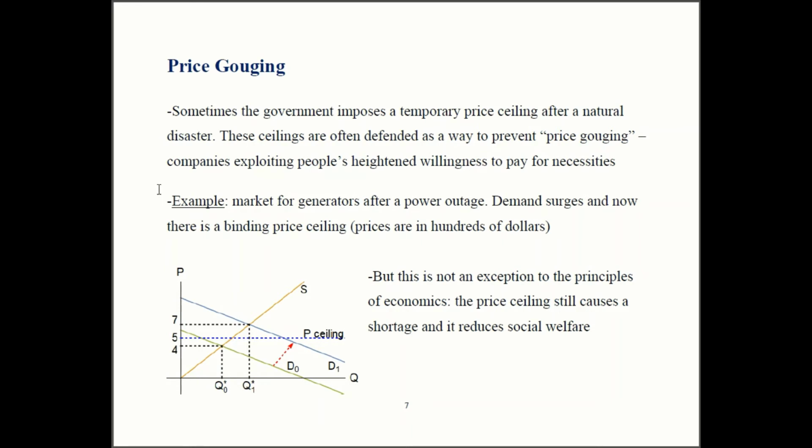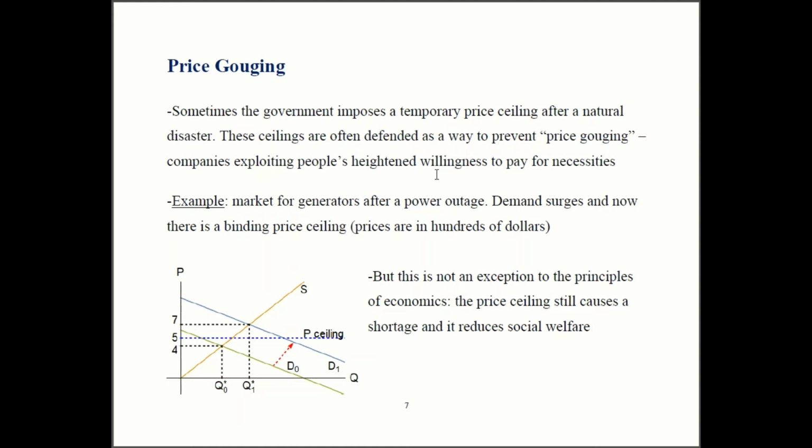Now, one popular justification for binding price ceilings is in the aftermath of a disaster. So there's like a hurricane, or I guess we have wildfires now on the West Coast. Those often are used as a justification for imposing a temporary binding price ceiling. They're designed to combat what's referred to as price gouging. And price gouging means companies exploiting people's increased willingness to pay for necessities.